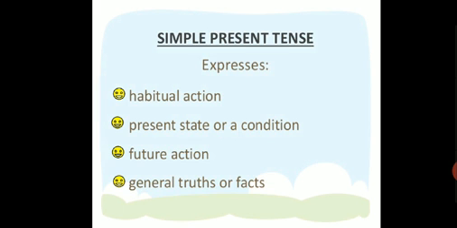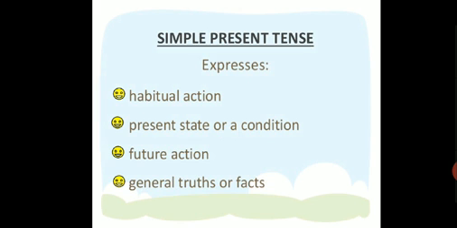The thing we regularly do is called a habit. I read newspapers. I have my breakfast at 8 a.m. I wear my uniform. I go to school at 8:30 a.m. It means I regularly go to school at 8:30 a.m. I reach my school at 9 a.m. I regularly reach there at 9 a.m.